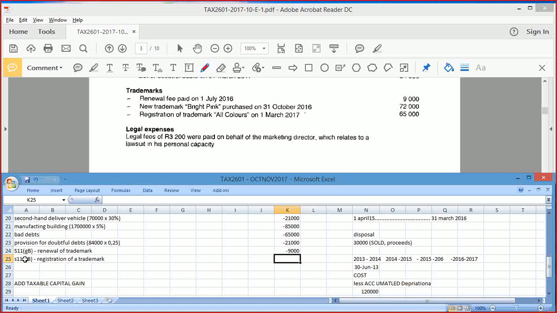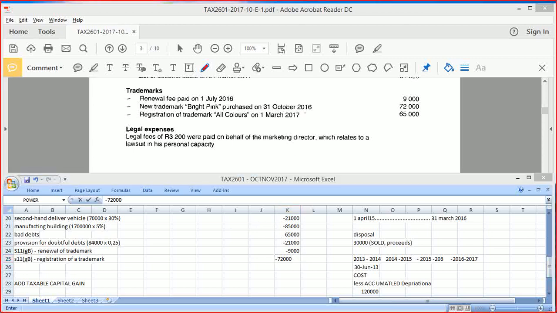Okay, so 72 is going to come off, do you agree? 72, yes, sir. Okay, because that was the trademark. We don't know if this trademark was for... Let me just go back and see what they said here. We don't know if the trademark was for a patent or a copyright or something similar, do you agree? Or we don't know if it's for a design. They just said new trademark. We don't know what trademark this is.